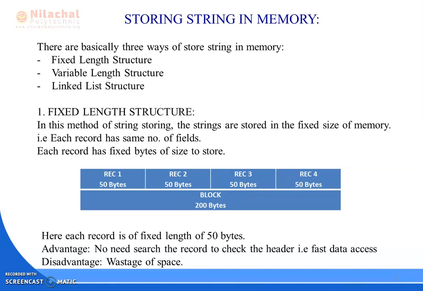So this was the fixed length structure, in which all the strings are stored in a fixed size of memory, and the memory block is divided into equal size records. In advantage, we have faster data access, and in disadvantage, we see wastage of space.